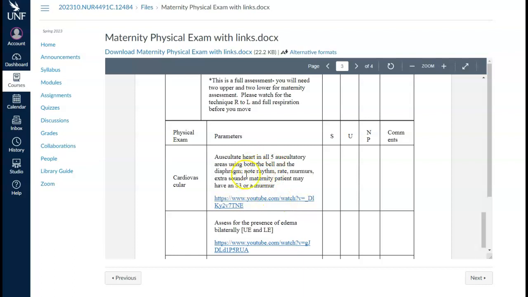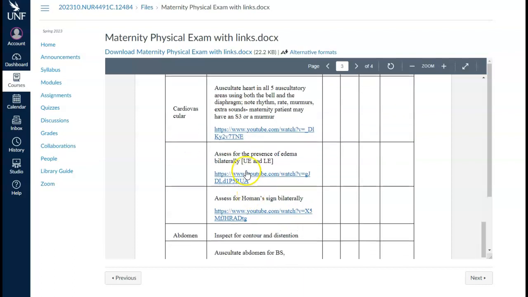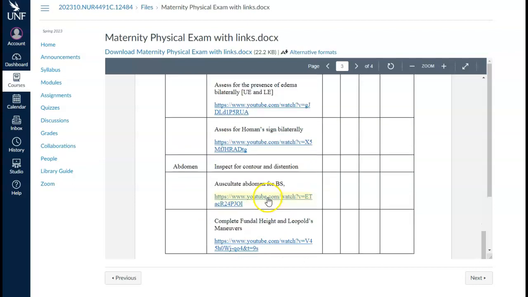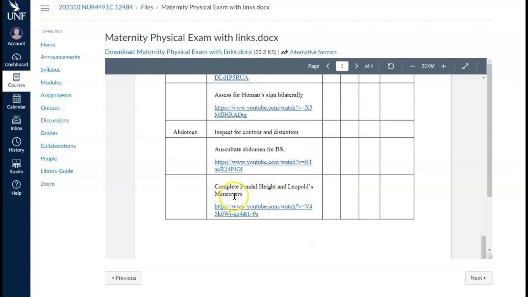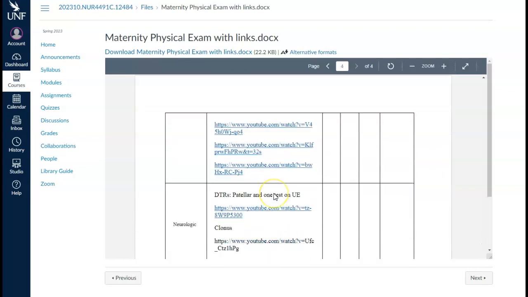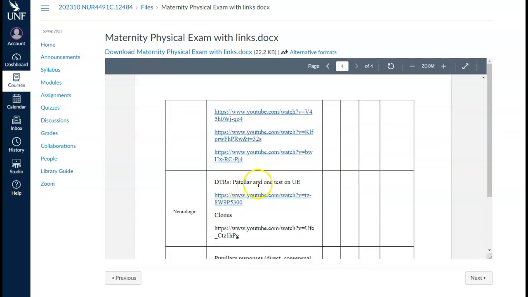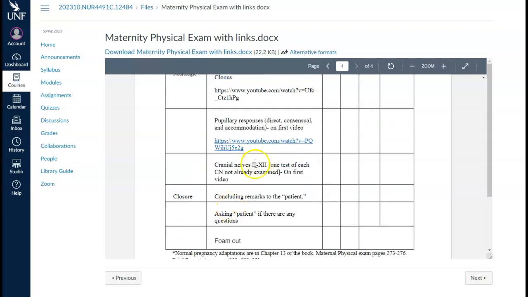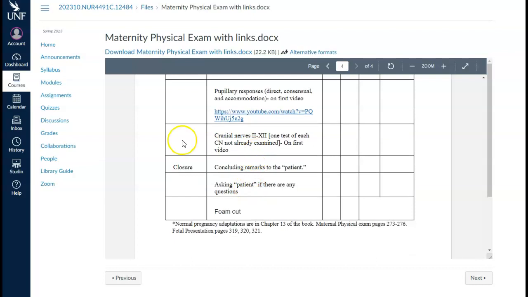Look at the heart, listen to the heart, it shows you how to do it. Look for edema, assess for Homans. We'll talk about that more. Auscultate the abdomen for bowel sounds, and these are on the outer edges. Complete the fundal height and Leopold's maneuvers, which Miss Dote with Weight will show you. DTRs, patellar, one upper and one lower. Clonus, which can be a very devastating neurologic sign for women's health. Pupillary responses, cranial nerves, conclude, and foam out.